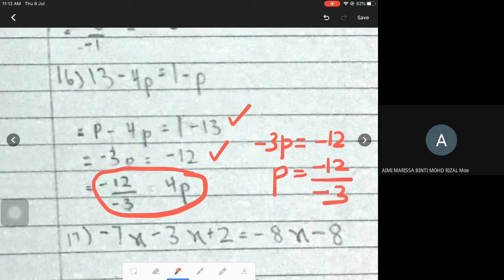Okay, so p equals to negative divide negative is positive. 12 divide 3 is 4. P equals to 4. Ini silap tulis kot ya. Be careful lah ni. Salah. Okay, number 17.